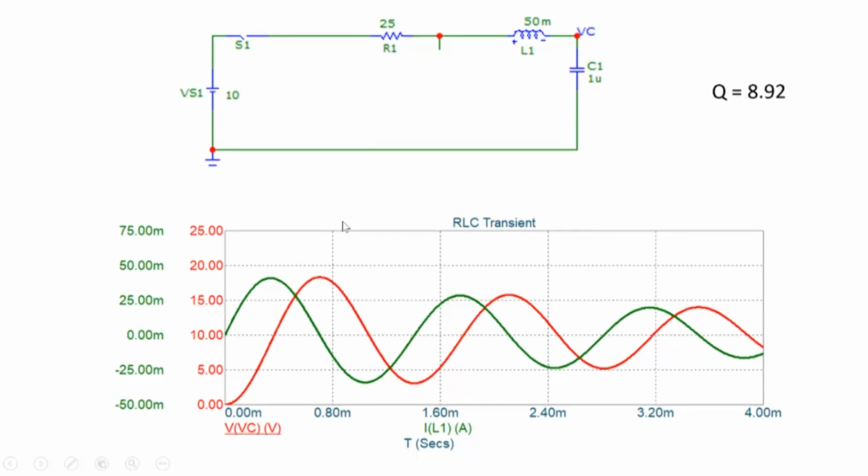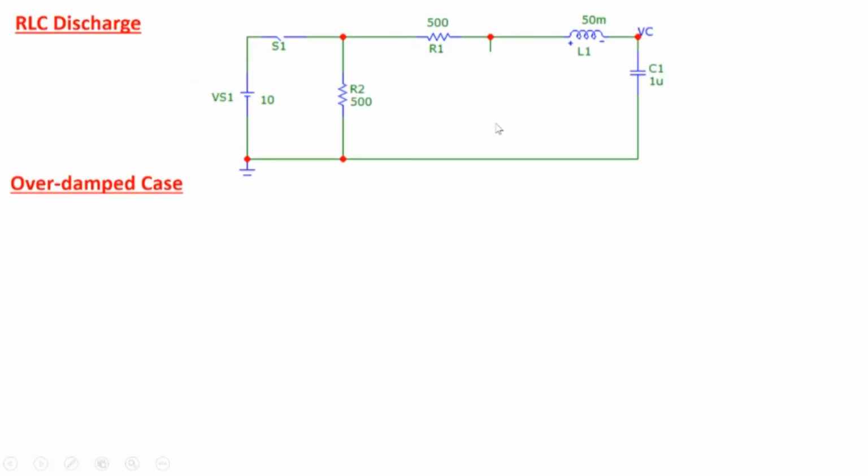So these oscillations in an underdamped case, if Q happens to be greater than 0.5, these oscillations begin to appear in the system here, in my LCR circuit here. And this is not just in the charging case, I could do the same thing in the discharge case.